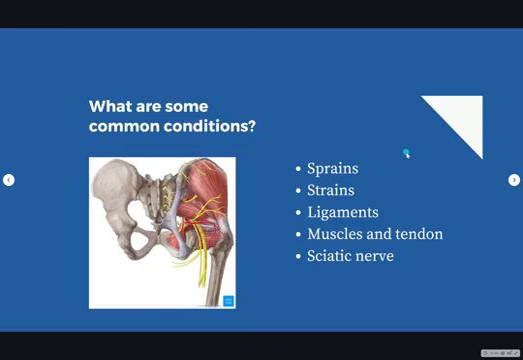What are some common conditions we see? Well, we see a lot of sprains and strains of the sacroiliac and the hip joint. Sometimes they come from sports injuries or falls or slips on the ice, slips on water. We see ligaments that get strained, muscles and tendons that are sprained and strained. And sometimes the nerves are affected, like the sciatic nerve that's passing through that area.